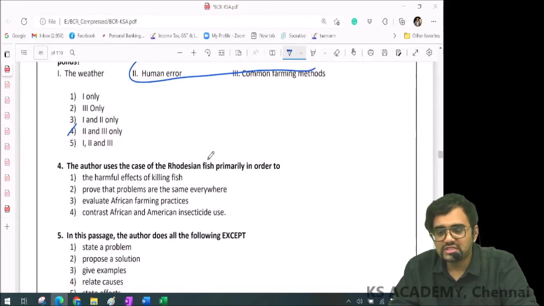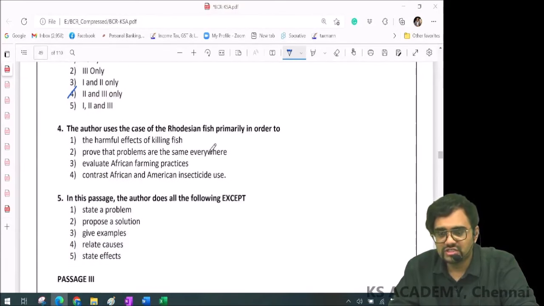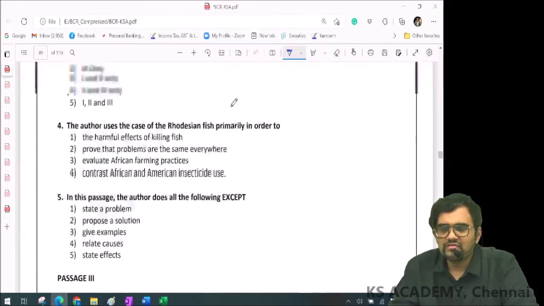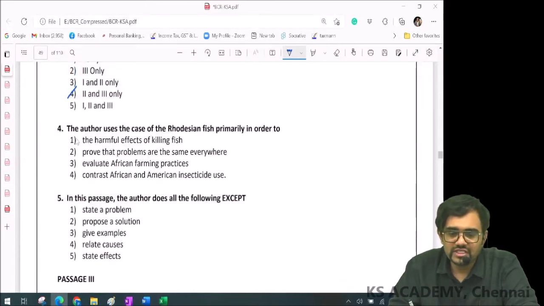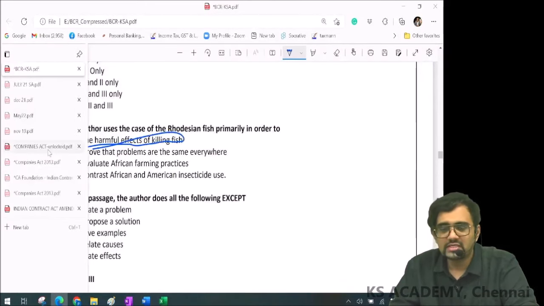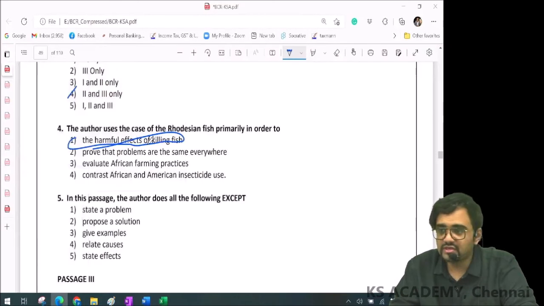The author uses the case of the Rhodesian fish primarily to do what? Yeah, he's talking about the harmful effects of killing fish. He doesn't talk about evaluating African practices. He doesn't care about all that. He's only saying what happens when the fish die, how it will impact the entire human beings.